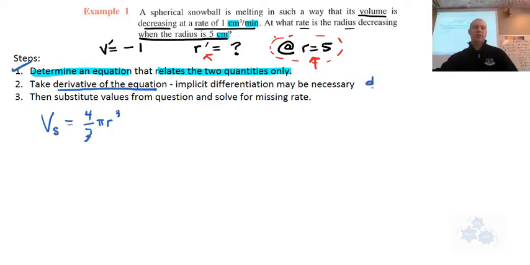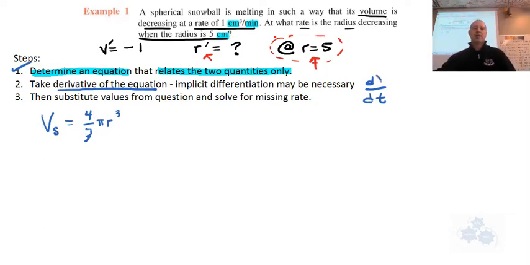So this is the derivative with respect to time. Now, what that means is that V is not our preferred variable. It's not on the bottom here. And really, R is not our preferred variable. So we are taking the derivative of V, yes, but it's with respect to time.